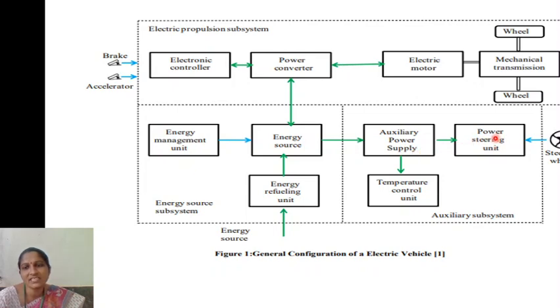That is given to the power steering unit, which takes the input from the steering wheel and gives it to the controller. The controller gives it to the electric motor, and the electric motor gives it to the transmission and the wheels. Both the brake and the accelerator work here. The electronic controller takes the inputs from the brake and accelerator and gives them to the electric motor for the transmission. So these are the different subsystems: the electric propulsion subsystem, the energy source subsystem, and the auxiliary subsystem. These are the 3 main parts of the electric vehicle.